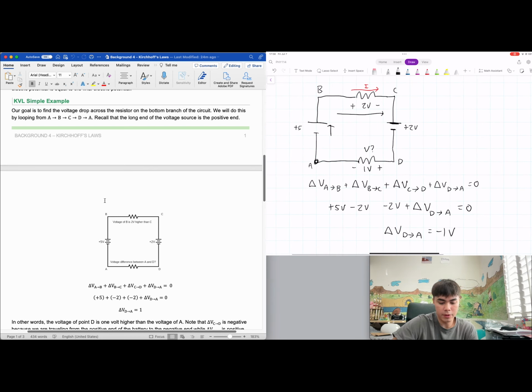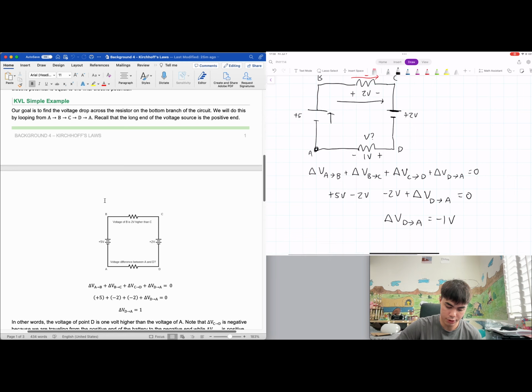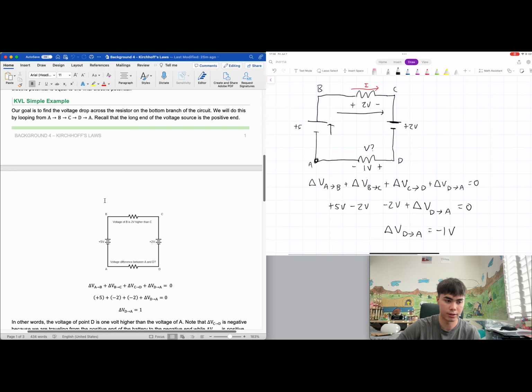So this is a little bit trickier than Kirchhoff's current law, but after practicing it a little bit, it's not that difficult. You just have to traverse the circuit and be careful every time you pass over a circuit element to make sure you get the positive sign and the negative sign correct.